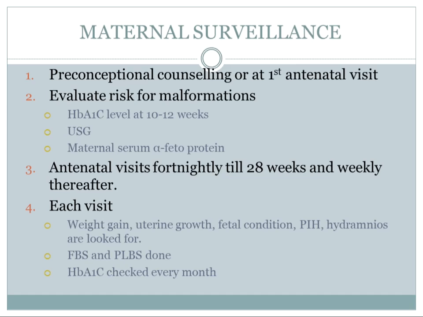Now, maternal surveillance, all this I've already told you. I'll quickly go through it again. Preconceptional counseling you have to give. Then you evaluate for malformations. HbA1c levels you must do, particularly at 10 to 12 weeks; it tells you about the glycemic control during the previous 3 months and whether the chance for malformations is there or not. Do an ultrasonogram. You can do a maternal serum alpha fetoprotein to detect any neural tube defects.